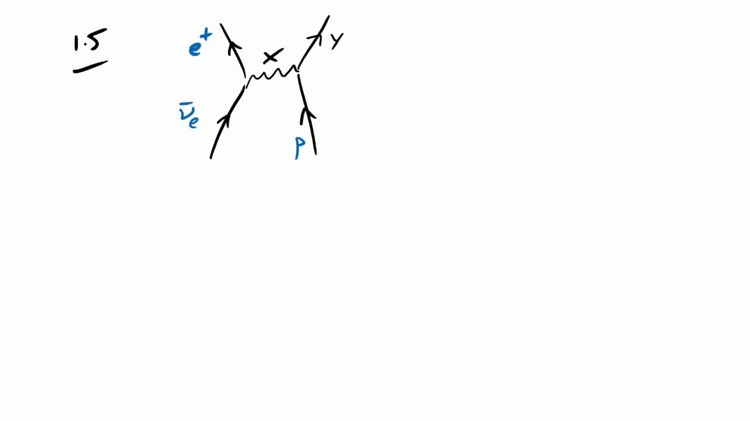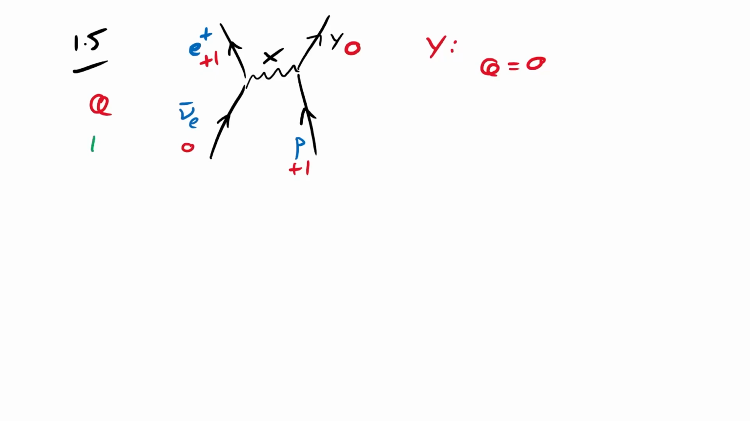1.5, we have this Feynman diagram. We have an unknown gauge boson, and we have an unknown particle being produced. What do we have here? We have an anti-electron neutrino, proton going in, and we have a positron coming out. Okay, so let's talk about charge first of all. We know that the charge of this going in, I'm going to say Q is charge, proton is +1, proton is +1, positron is +1, so therefore this particle must have a charge of 0. So we can say for Y, Q equals 0.